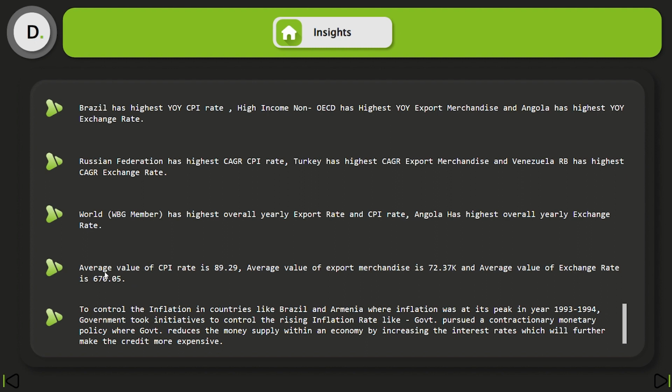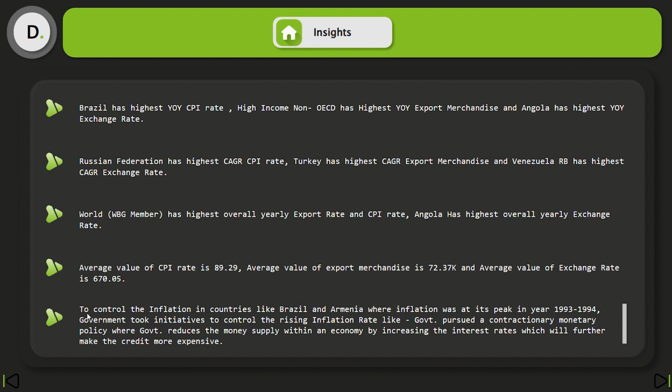Now, what are the average values? So the average value of CPI rate is about 89%, 89.29. And the average value of export merchandise lies between 72 to 73K. And the average value of exchange rate is 670.05%.